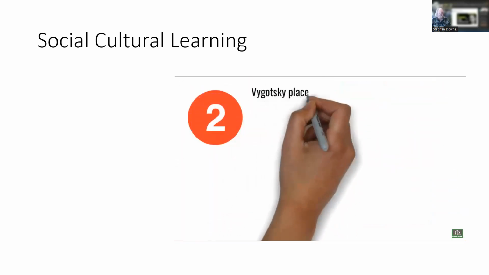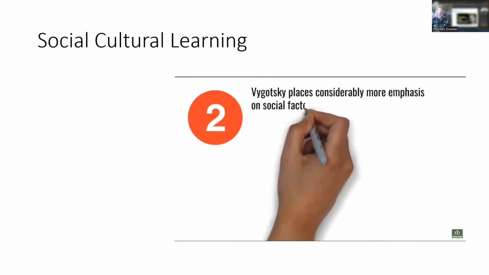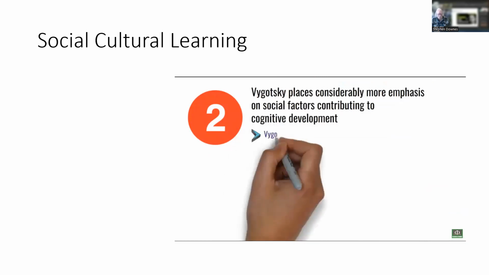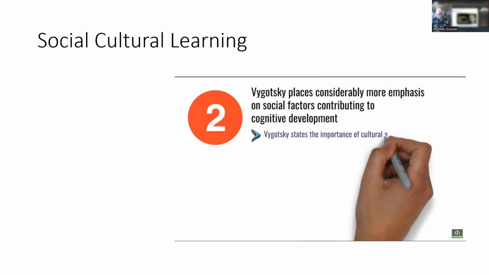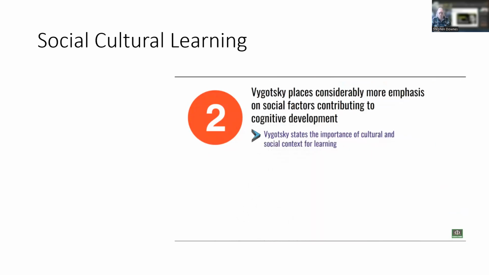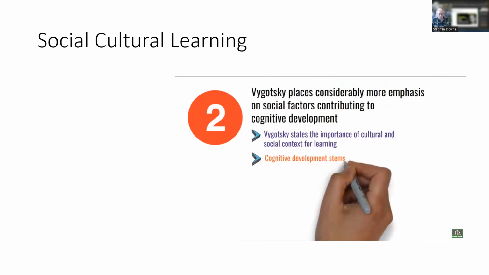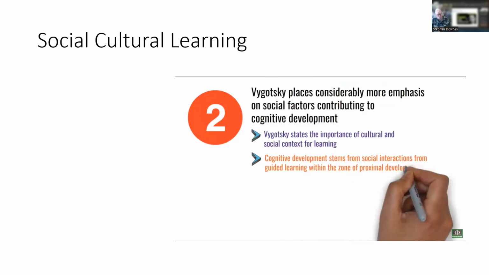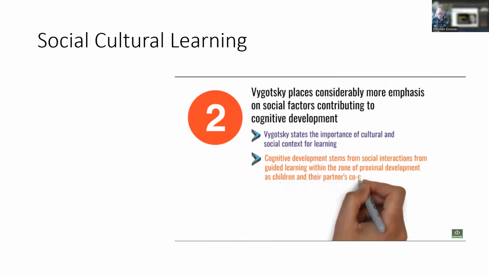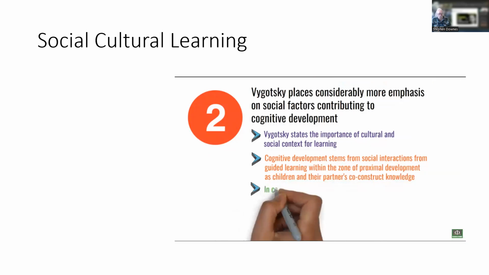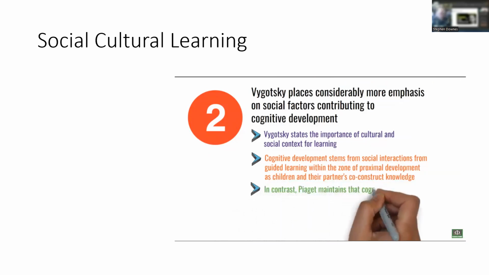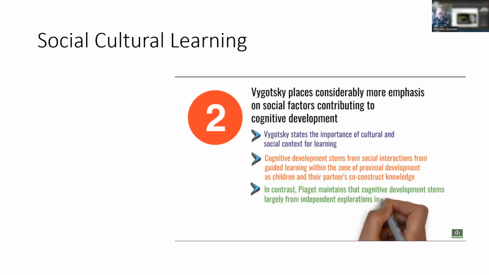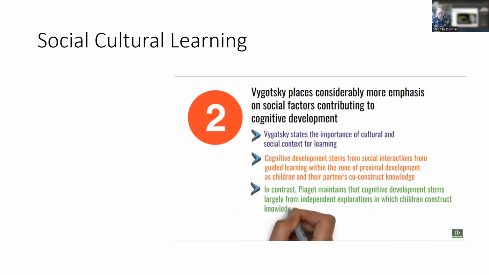Second, Vygotsky places considerably more emphasis on social factors contributing to cognitive development. Vygotsky states the importance of cultural and social context for learning. Cognitive development stems from social interactions, from guided learning within the zone of proximal development, as children and their partners co-construct knowledge. In contrast, Piaget maintains that cognitive development stems largely from independent explorations in which children construct knowledge of their own.